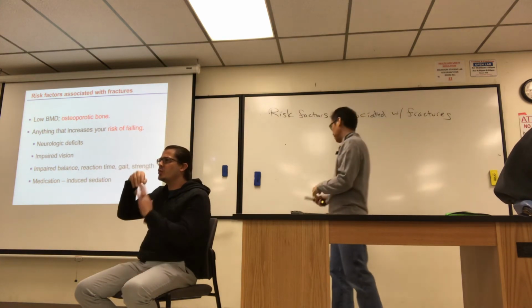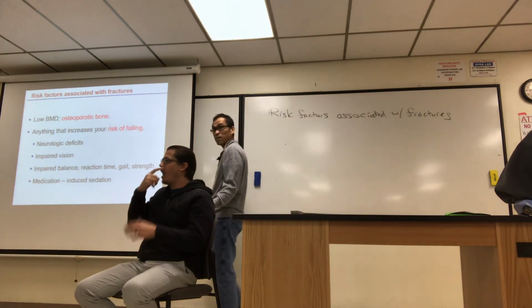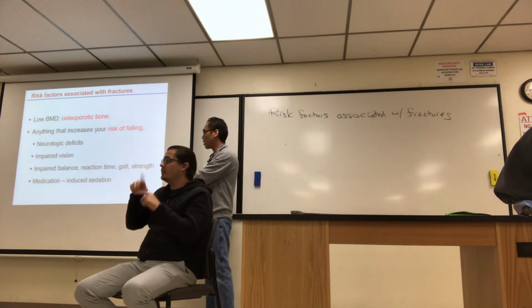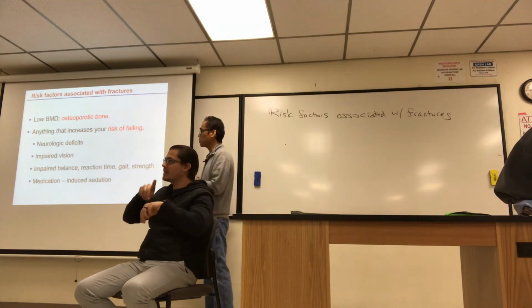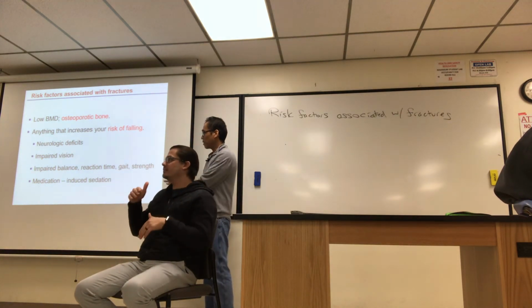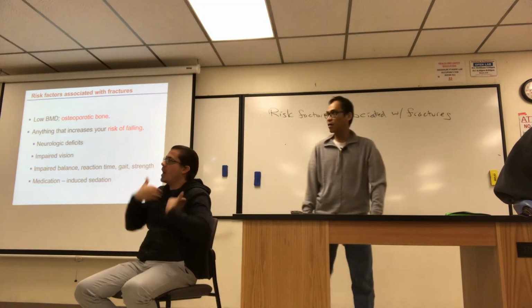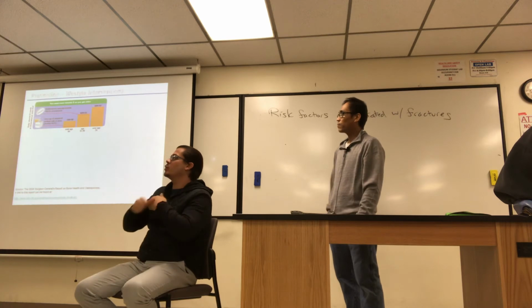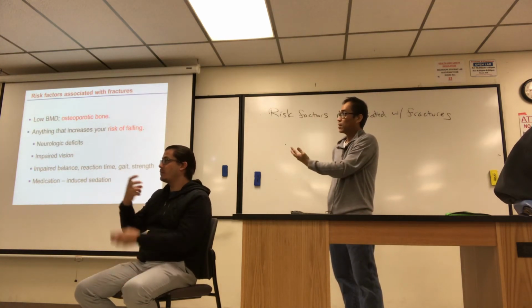You have slow reflexes. Impaired vision. You just don't see very well. You didn't see that step in your house. Impaired balance, reaction time, gait, strength. These are all associated with the elderly. Maybe you're on a lot of medication and that makes you tired and sleepy. All of these will increase your risk of falling. And of course, the number one thing, osteoporotic bone is not good either, right?